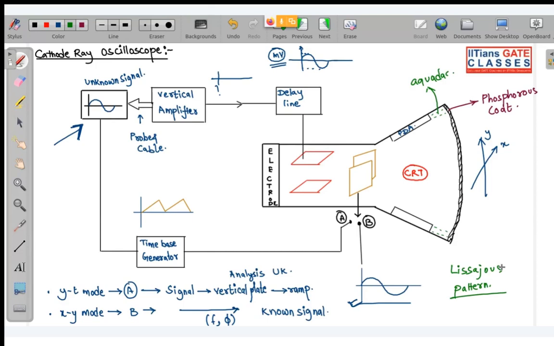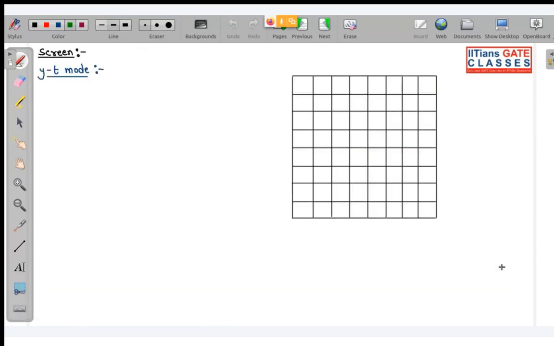So any doubt up to this point, tell me. Any doubt? Okay, fine. So now let us study about the most important thing that is your screen.